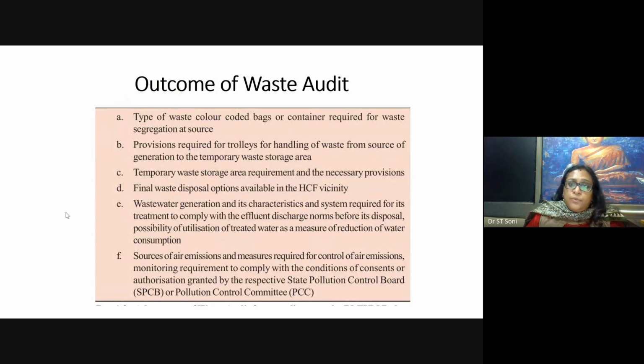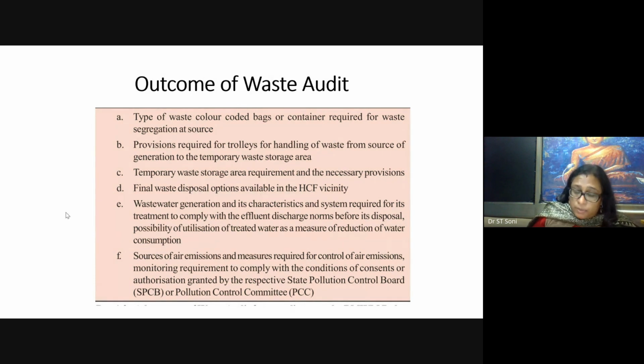So the outcome of the waste audit: the type of colored bag. I told you about the quantum; once you generate the quantum, you will come to know which bag, and how many, will be needed for the whole month, what the requirements are. Okay, what trolleys will be required, how your temporary storage area is supposed to be designed, the final disposal options, how far they are available, and waste water: do you need an ETP or not?